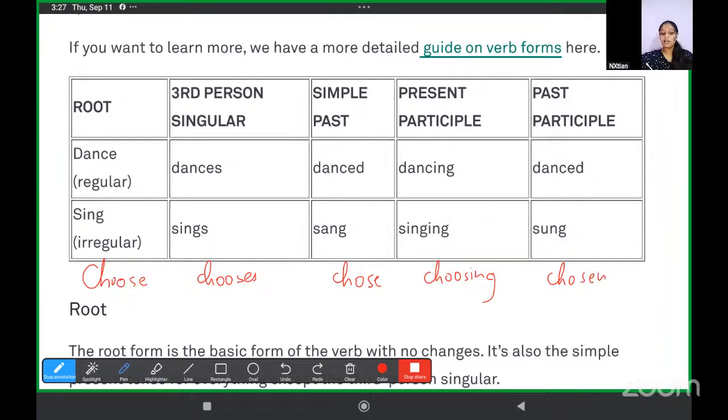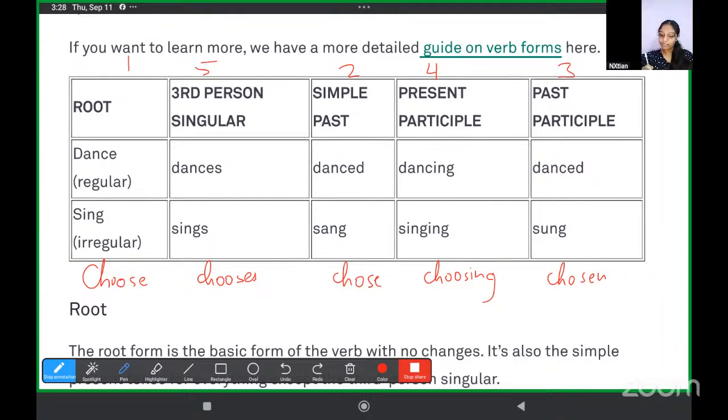So this is how we work with it. Yes, Andre. I'm right. First write one, then five, then two, then four, then three. First comes choose, then chose, chosen, choosing, and chooses. That's what you're saying? Yes, ma'am. Okay.